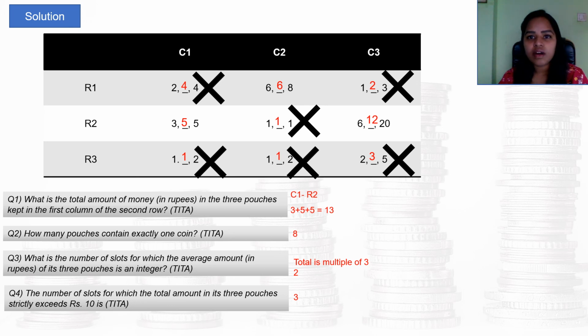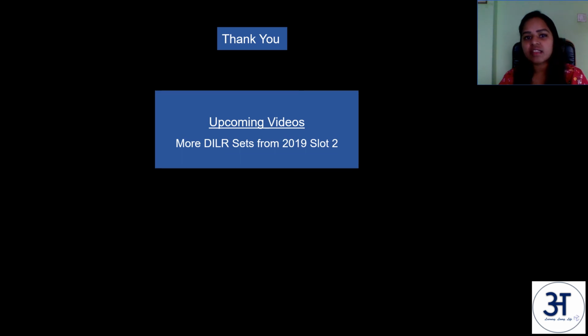C1R2, C2R1 and C3R2. So in this way we finish this set, and in upcoming videos we'll be looking at more sets from DILR 2019 slot 2 of the CAT paper.